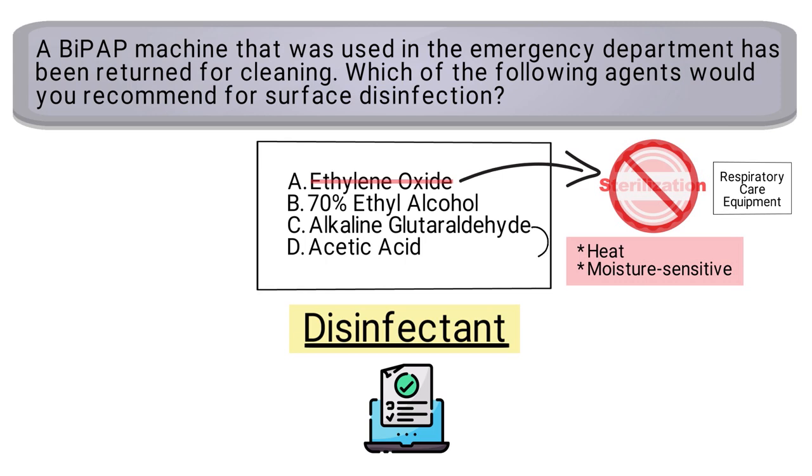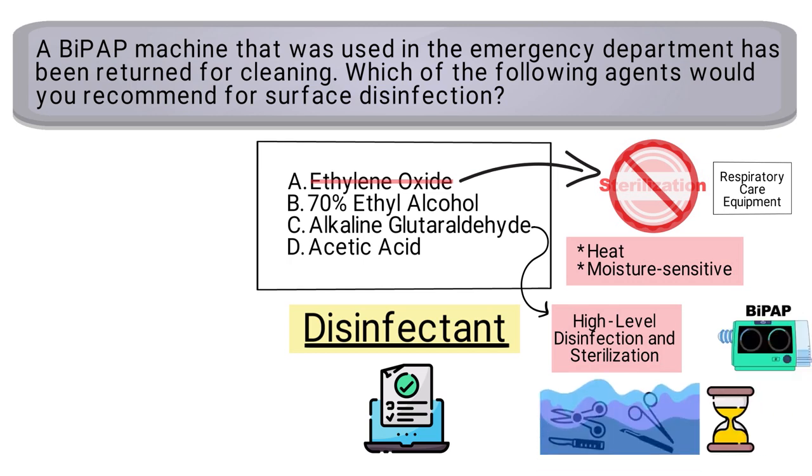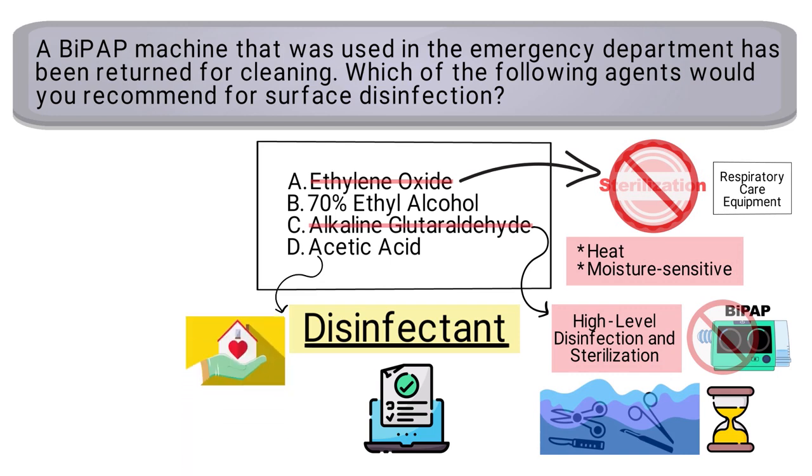Alkaline glutaraldehyde is used for high-level disinfection and sterilization and requires the object to be submerged in the solution for a period of time. This is not possible with a BiPAP machine, therefore we can rule out C as well. Acetic acid is a disinfectant, however, it is typically recommended for use in a patient's home, not in the hospital, which means that we can rule out the answer choice D.